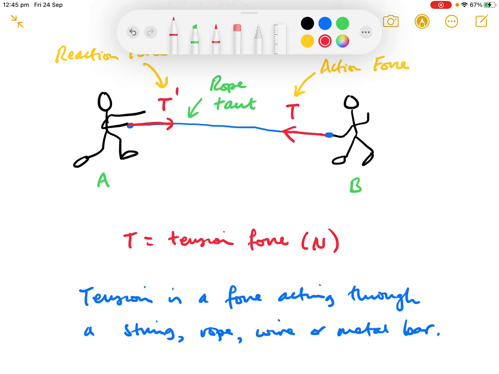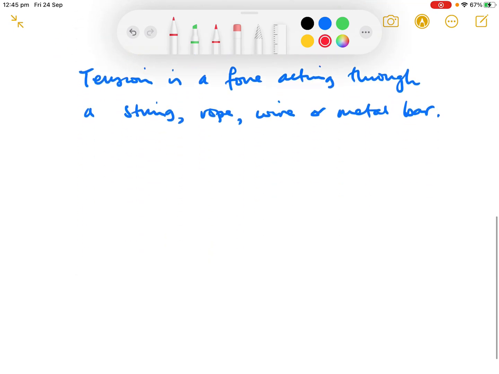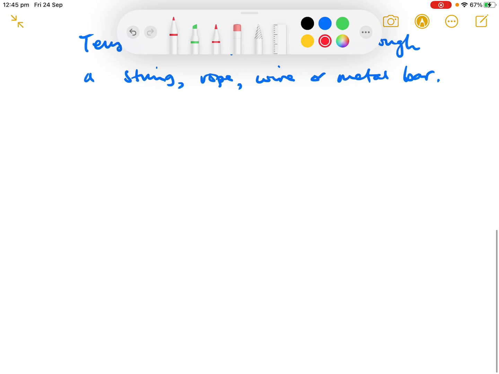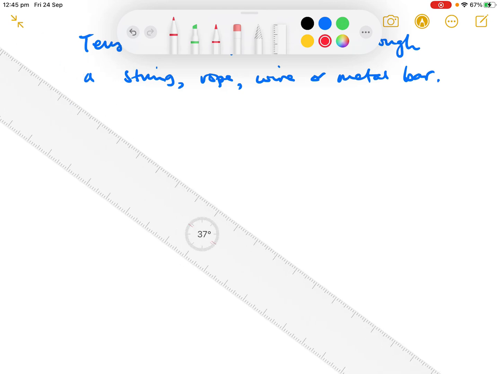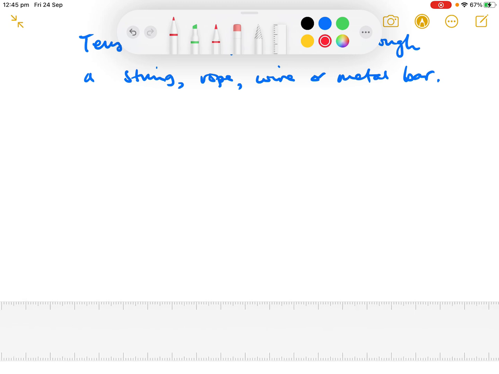So that's what tension actually is. It's just a force acting through a rope. The kind of problems you need to deal with tend to involve cars pulling caravans, and there's tension between them in the coupling, dogs pulling sleds, tractors pulling trailers, that kind of thing. But they can all be summarized in this generic description I'm about to give you.